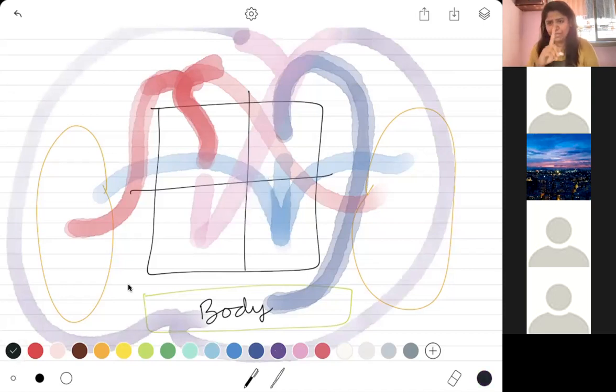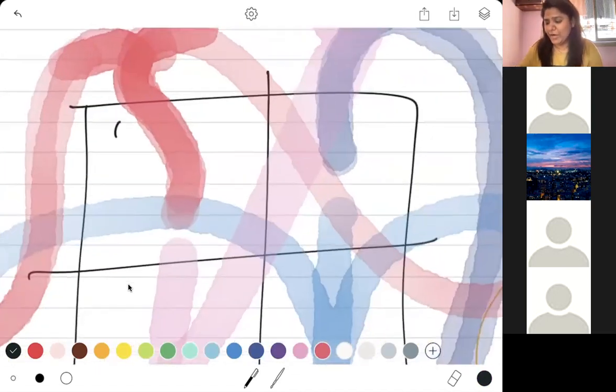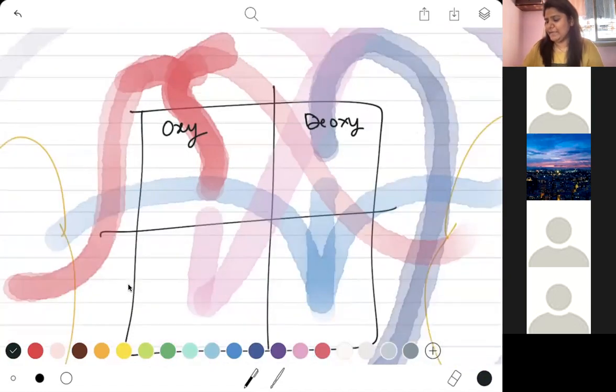Ma'am, what are the names of these chambers? The names of these chambers, yes, who would like to help me with the naming of the chamber? Remember, this is getting oxygenated blood. This is getting deoxygenated blood. This is an atrium. This is a ventricle. This is an atrium. This is a ventricle.